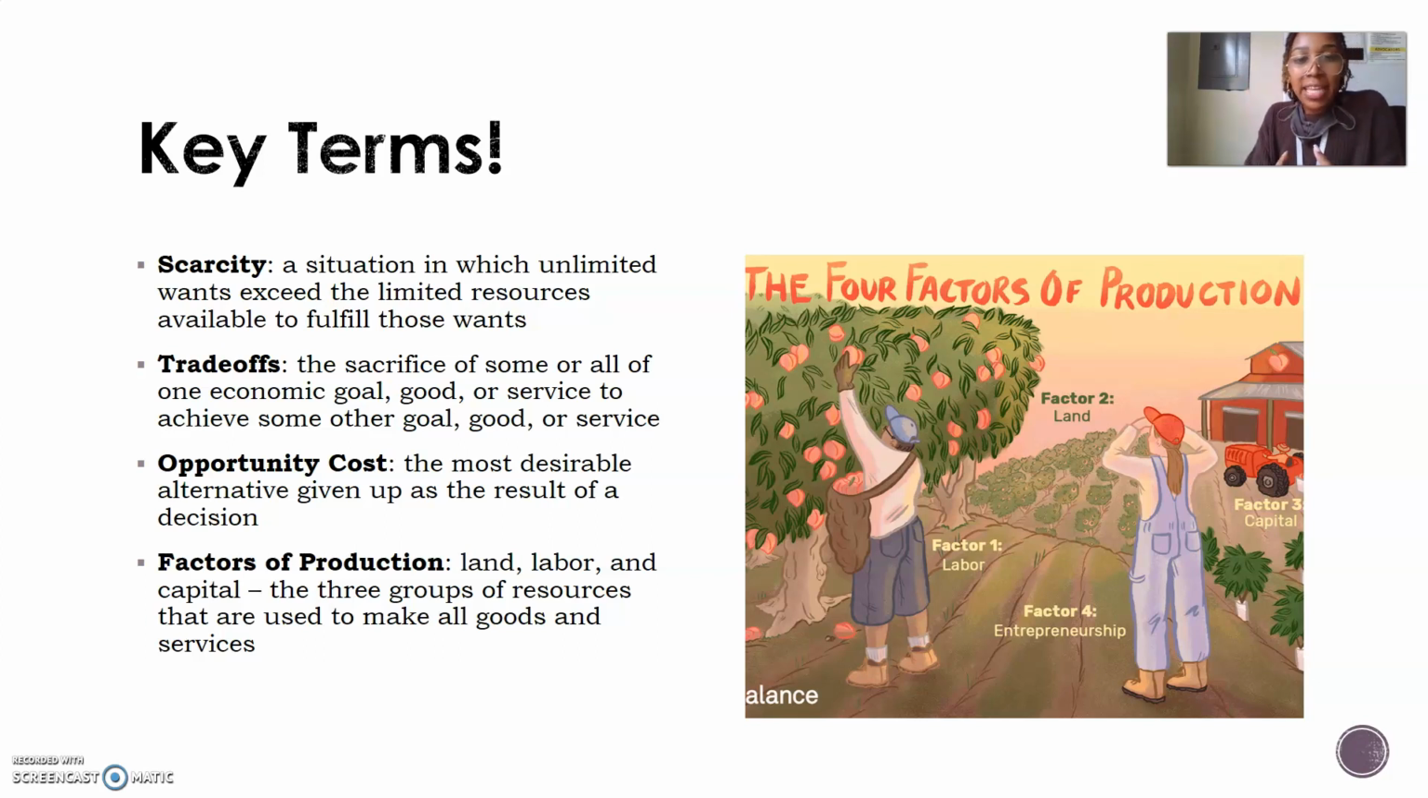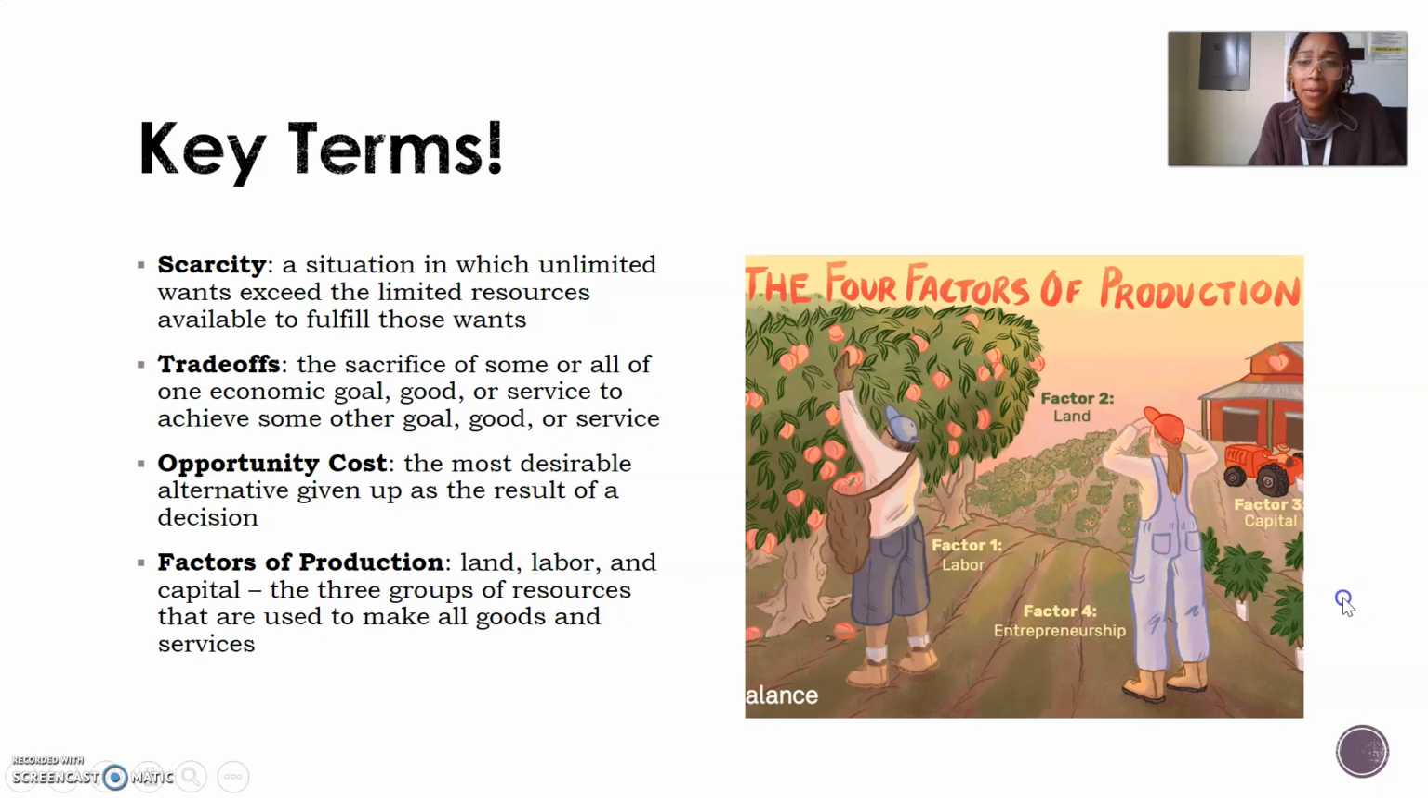Factors of production are land, labor, and capital. They're the 3 groups of resources that are used to make up all goods and services. Entrepreneurship is also another factor of production, but really land, labor, and capital are the biggest ones, but still entrepreneurship is a big deal. So I have an image of factors of production here.